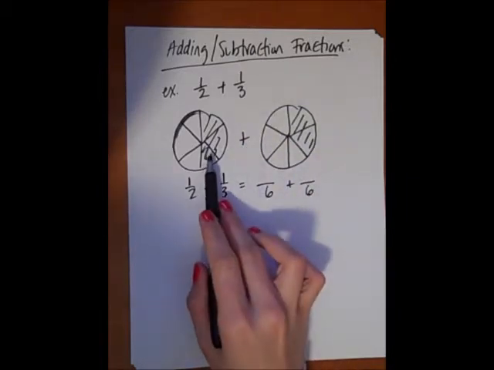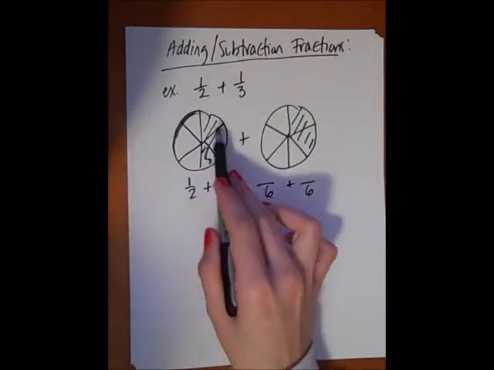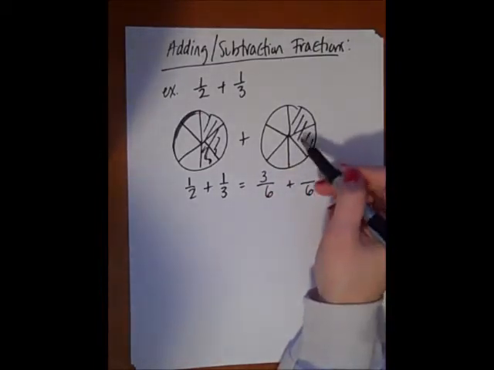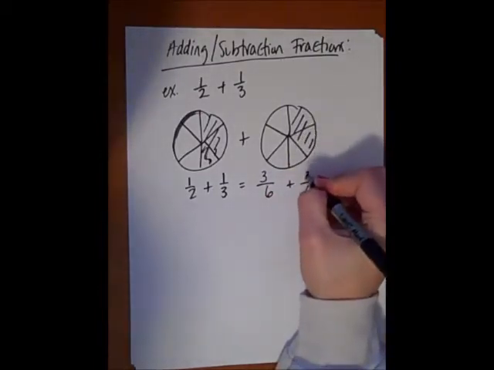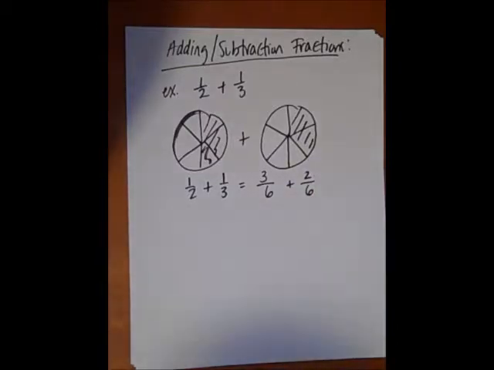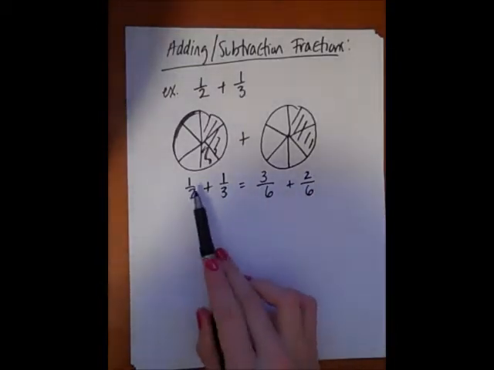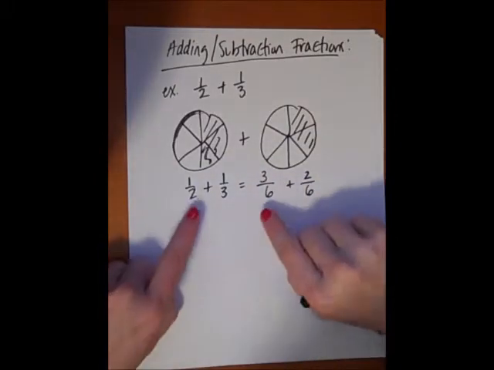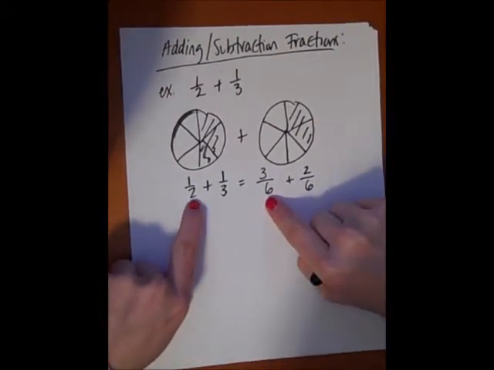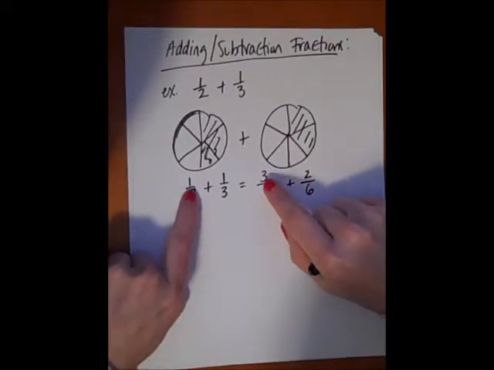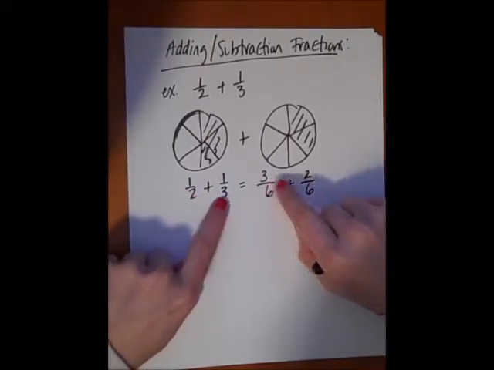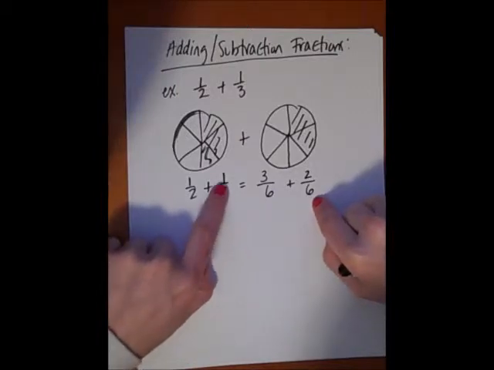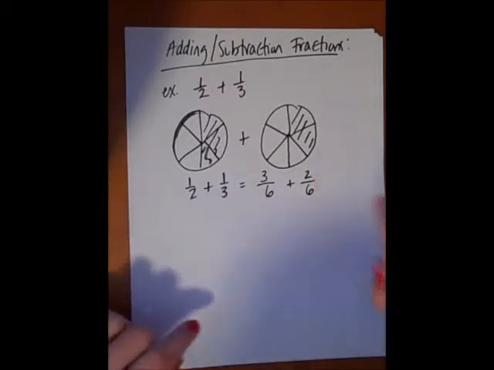So the half of the pizza up here was how many sixths? That was 3. And this part of the pizza over here, how many sixths? That was 2. Now you don't have to draw these pictures out. You could also say, if I'm trying to convert 1/2 to something over 6, what number did I multiply 2 by to get 6? I multiplied it by 3, so I multiplied 1 by 3 and got 3. Now what number did I multiply 3 by to get 6? 2, so multiply the top by 2. 2 times 1 is 2.